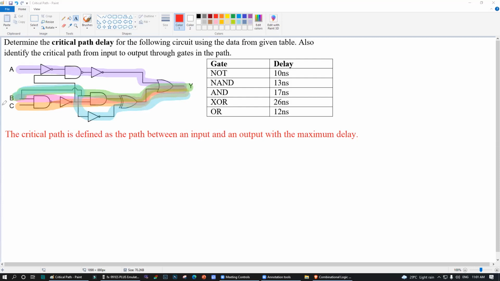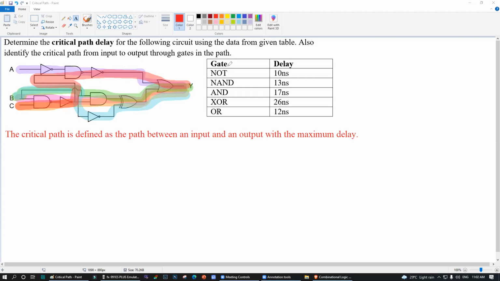Finally, you can have a path like this. Which one? This one. B or C, whatever. C, let's consider C. NAND gate, NOT gate, then come here. Then NAND gate, NOT gate, OR gate, then Y. So you can have multiple paths from the input side to the output side.